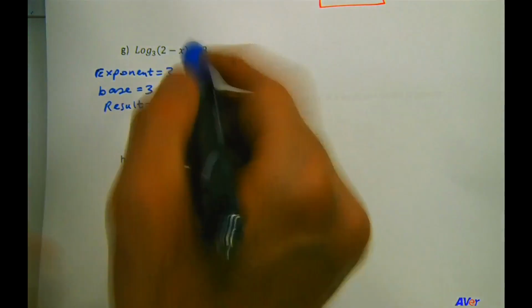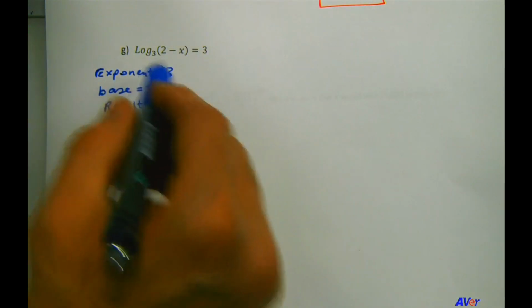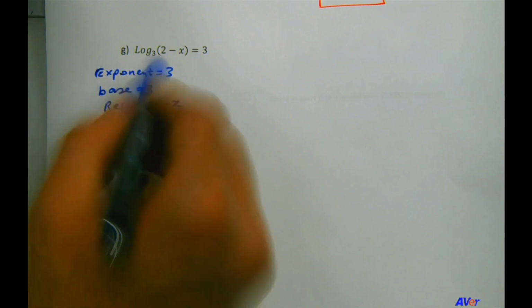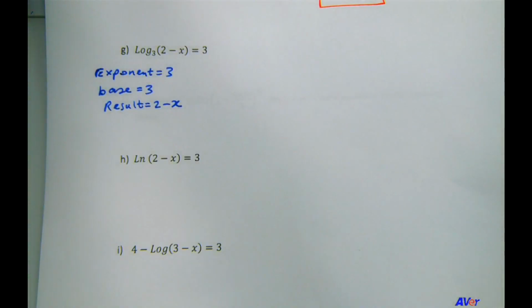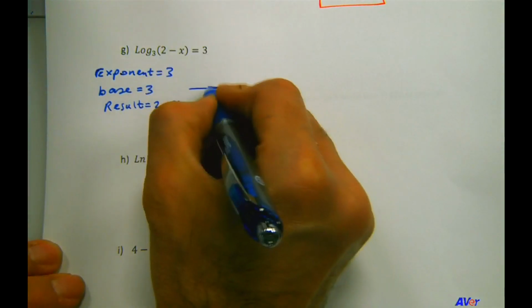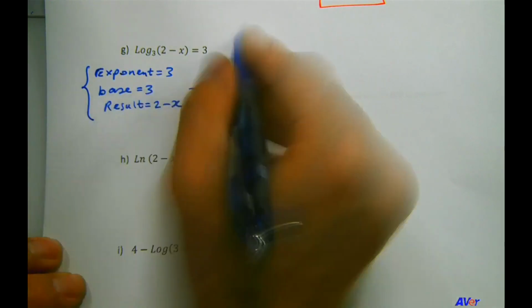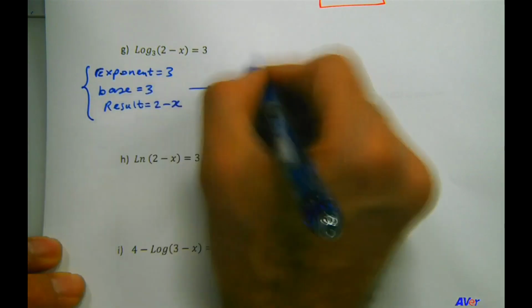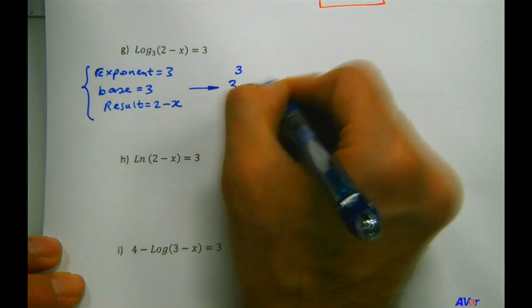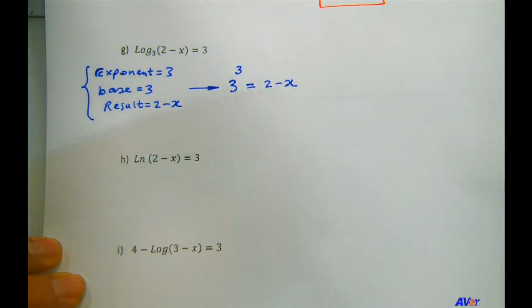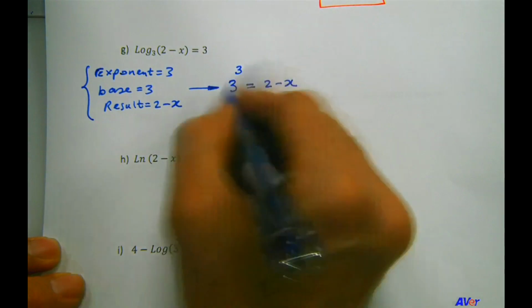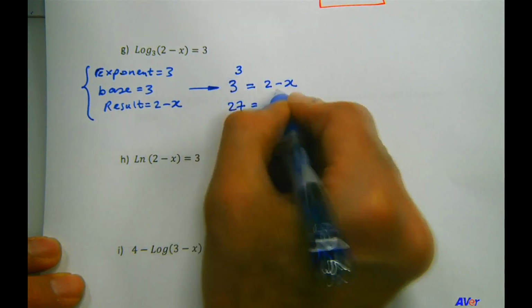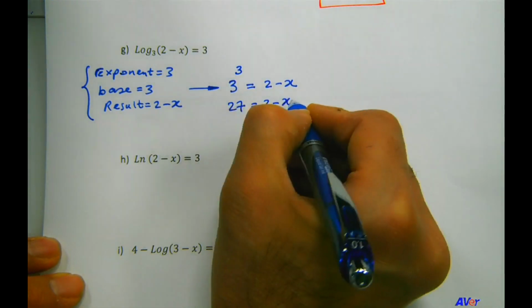Okay. Now let's rewrite this. In order to solve for x, let's rewrite this expression in exponential form. So this is the base, that is the exponent, equals 2 minus x. What do we have on the left? We have 27. On the right, 2 minus x.